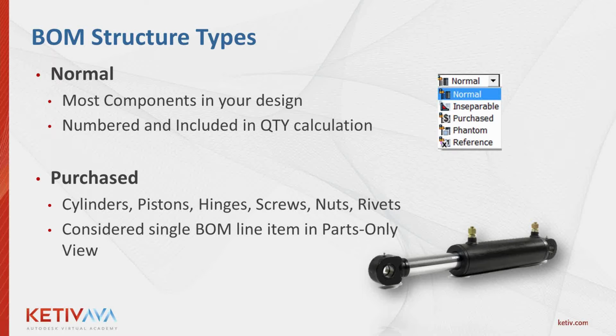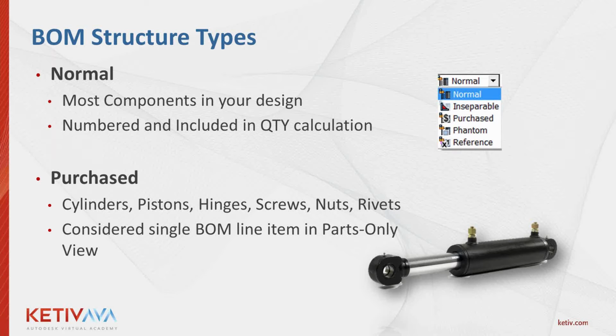Normal, inseparable, purchase, phantom, and reference. So the normal one is the one we're always going to see. That's the default one. It's the one we're most commonly used to, and sometimes we haven't even explored them because we didn't really think a little further about how we want to leverage our bill of materials a little bit more. So the normal one is the one we're usually comfortable with. It includes the quantity calculation.